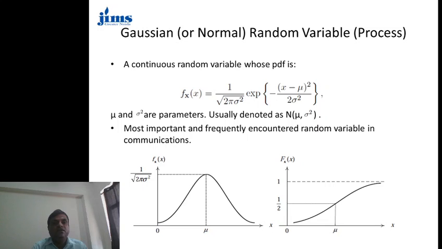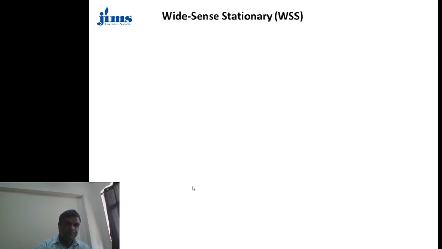Similarly, in the case of a continuous random variable, its PDF is defined like this: 1 upon root 2 pi sigma squared times an exponential function, where mu and sigma squared are the parameters, usually denoted as N(mu, sigma squared). This is an important and frequently encountered random variable. Here is the graphical representation of the PDF and its probability. This particular probability density function is a bell curve, which we have already discussed in the previous slides.